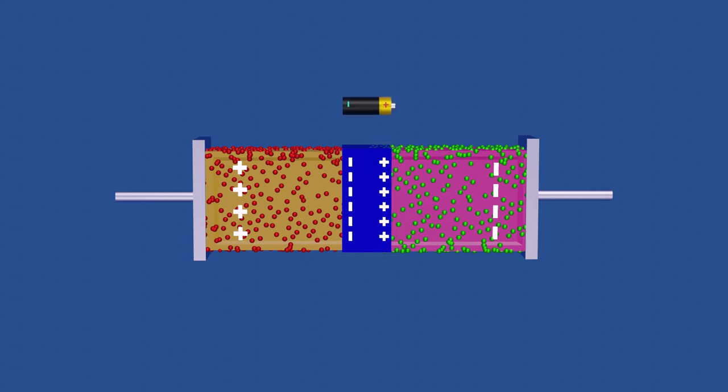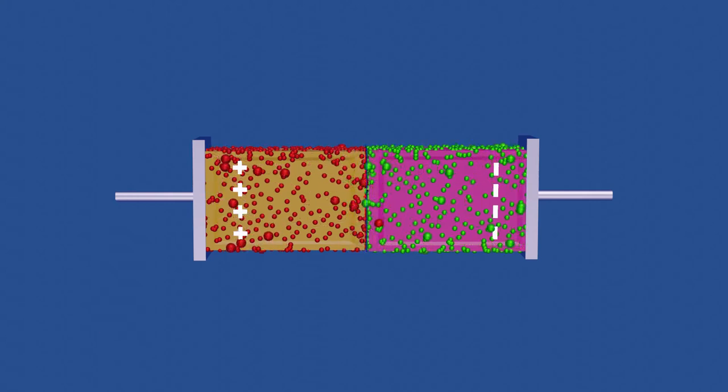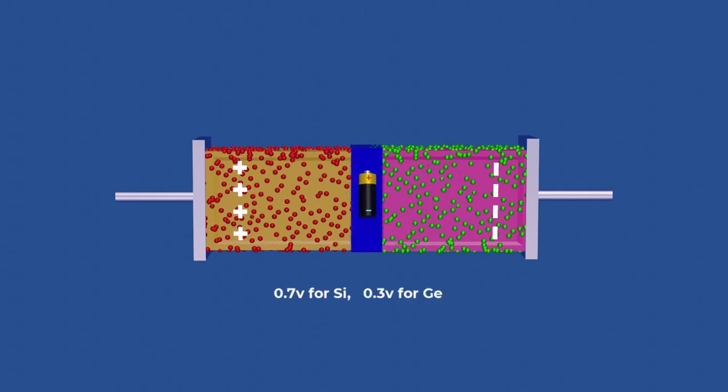These layers form an opposing potential across the junction, called the barrier potential. The barrier potential does not allow current to flow until the externally applied voltage exceeds its value. The value of the barrier potential is approximately 0.7 volts for silicon and 0.3 volts for germanium.